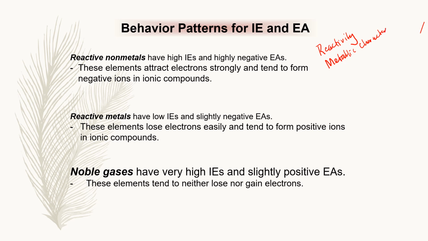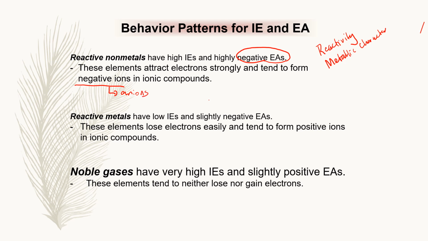When we first start off looking at ionization energies, your reactive nonmetals are going to be the substances that have high ionization energies and high negative electron affinities. The electron affinity is the more important one because, again, it's going to have that strong attraction to the electrons, and it's going to release a lot of energy when they accept the electron and become an anion. So these will be your anions, that negative ion that will form in your ionic compounds.